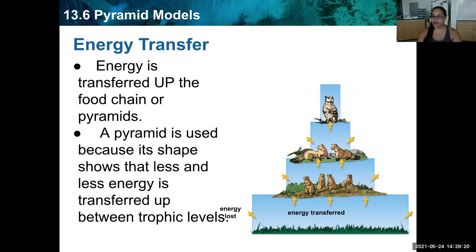So the grass at the bottom makes its own energy, but as soon as the squirrels eat it, it gets to keep some, but some of it gets dissipated into the environment as heat. And the same thing happens at every single level.